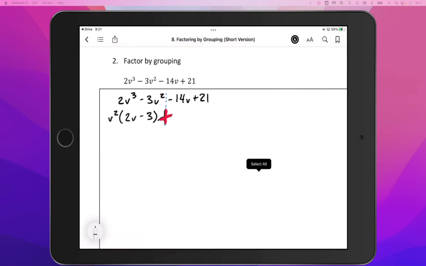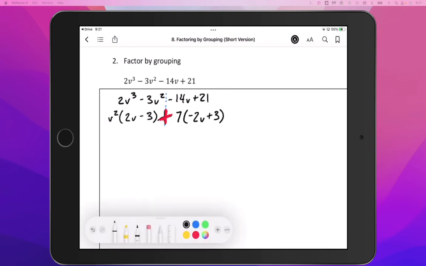Okay, and so on the right then, we will see that we have 7 in common. So I could factor out a 7. And then when I get negative 14v divided by 7, I get left with a negative 2v. 21 divided by 7 is 3. And so that red plus sign right there is a big deal. Always put a plus sign in the da-da-da going down the middle, and it will save you a ton of headaches.